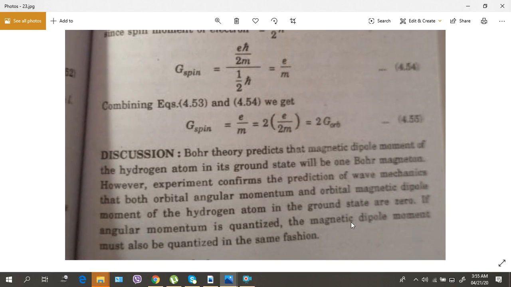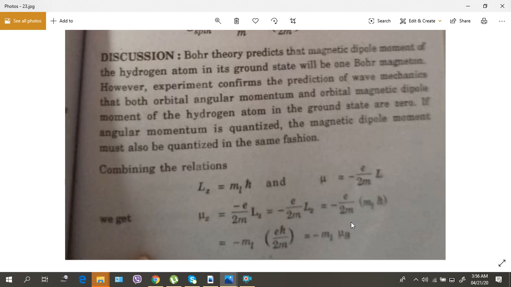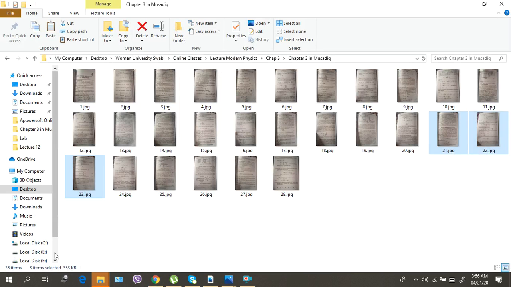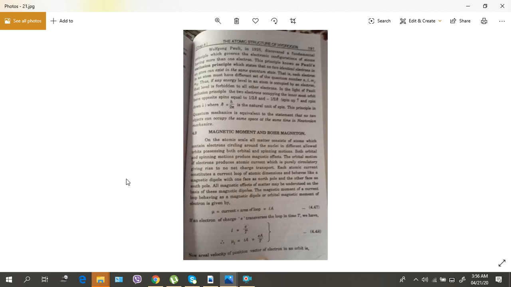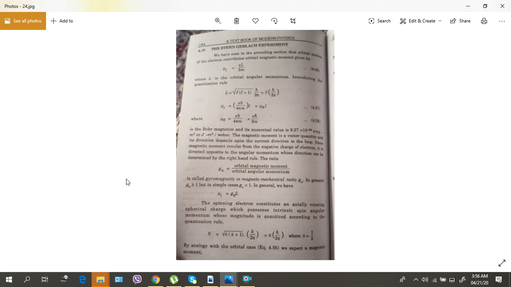So we have completed this chapter now. The other topic, the Stern-Gerlach experiment, we will not discuss. This is the last topic, the Bohr magnetic moment and Bohr magneton. Now this chapter is finished.